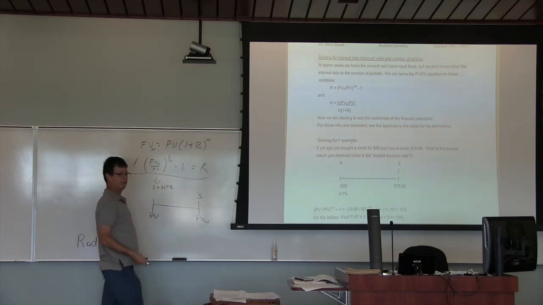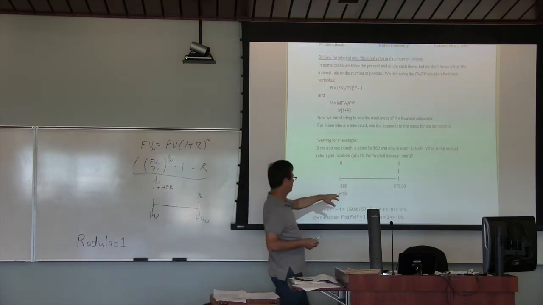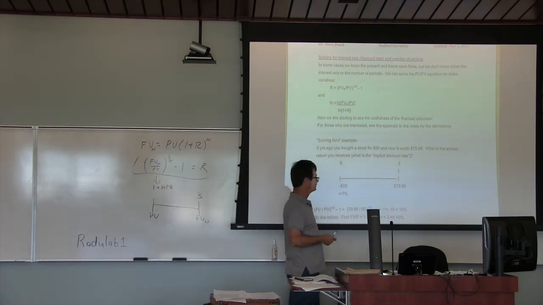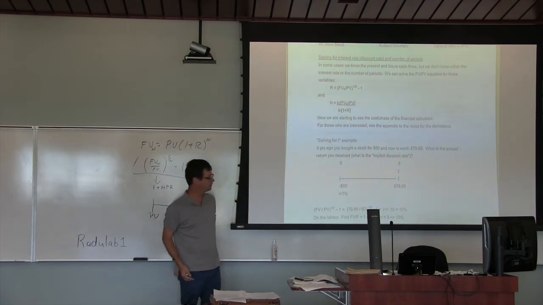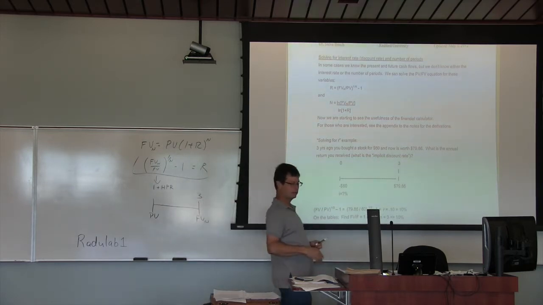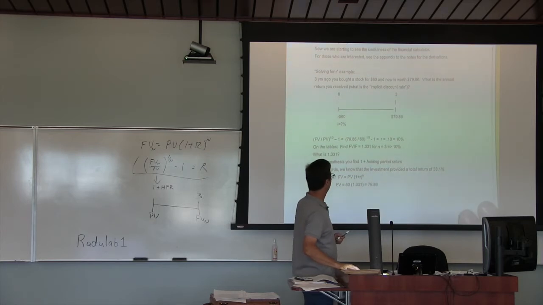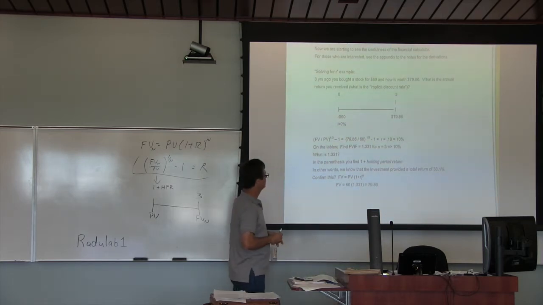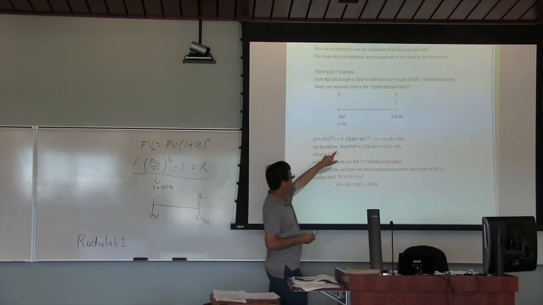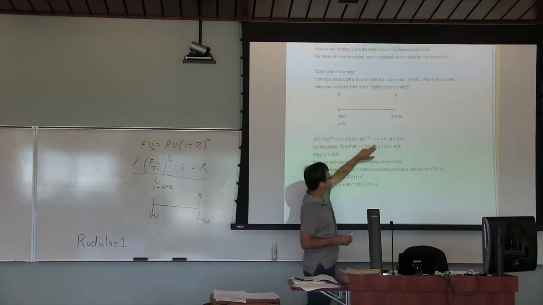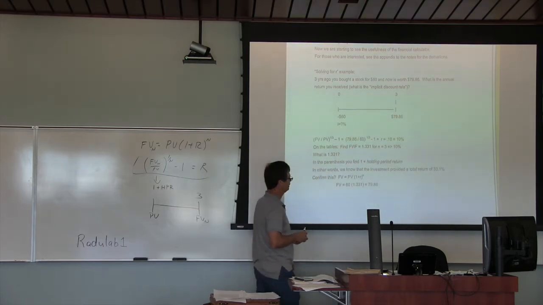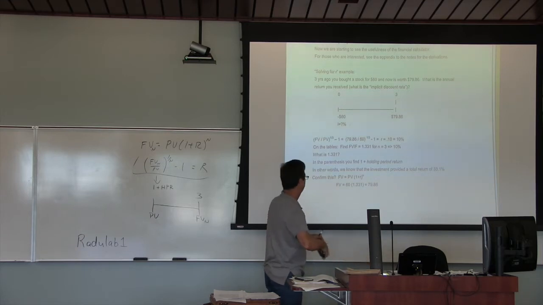And so the example that we have here, let's say you invested $60 and the stock went up to $79.86 over 3 years. What is the implied discount rate or the annualized rate of return here? Kick that out: 79.86 over 60 to the 1/3 minus 1 comes back and it'll give you 10%.